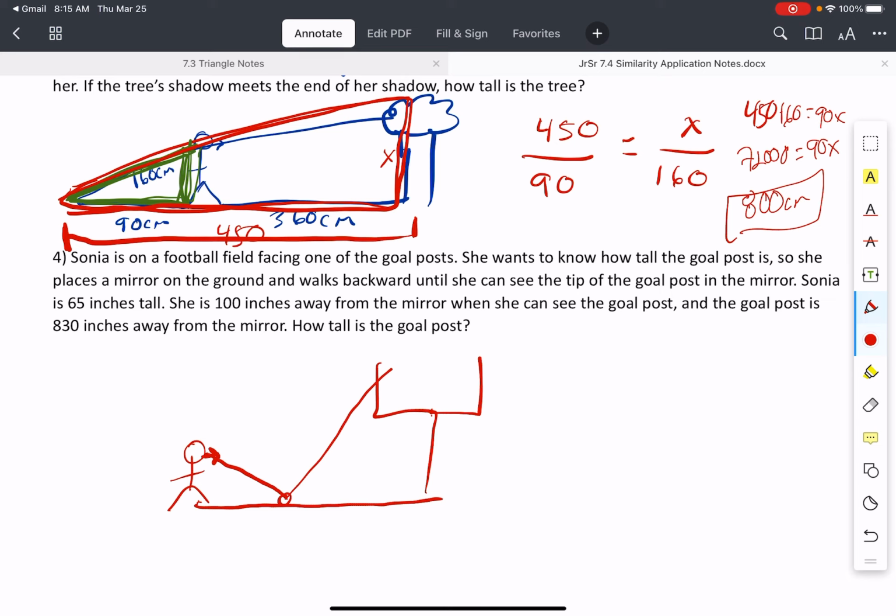Can you give me just like 1 minute? I'm almost done. Thank you so much. So she's 65 inches. She's 100 inches away from the mirror when she can see the goalpost. And the goalpost is 830 inches away from the mirror. How tall is the goalpost? So we're looking for this.